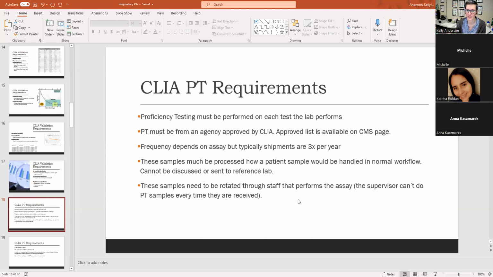So what we do is, CAP gives you a shipping schedule at the beginning of the year that'll say the name of the survey and then when it's expected to ship. So we make a list and basically make sure that we rotate staff with every shipment.